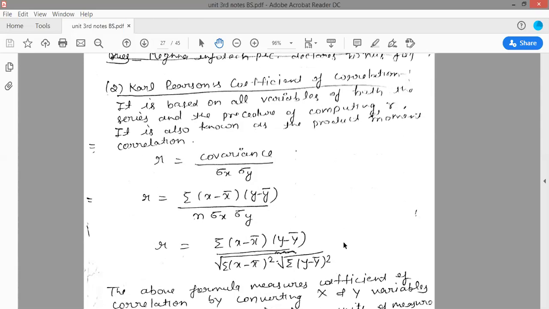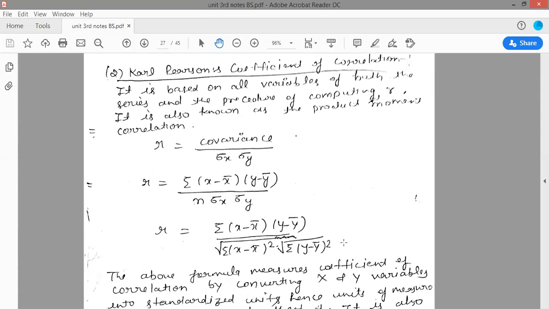The next point is Karl Pearson's coefficient of correlation. This is a very important topic, Karl Pearson. It is based on all variables of both the series and the procedure of computing R. R is the notation of the coefficient of correlation. It is also known as the product moment correlation. So there is a formula here, R is equal to covariance upon sigma x sigma y. I told you about covariance, and sigma is your standard deviation, and covariance I also told you.